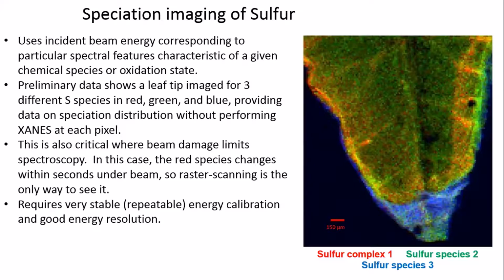But when we do the speciation imaging, the dwell time on any pixel for all 3 energies combined is only about 300 milliseconds. So we can capture the distribution of that species across the leaf with the speciation imaging. And that's really the only way to see it. If you were to sit on the spot and do slow XANES, you would miss this species entirely. However, doing this requires a very stable, repeatable energy calibration and good energy resolution. So we've got the beamline capability for that.